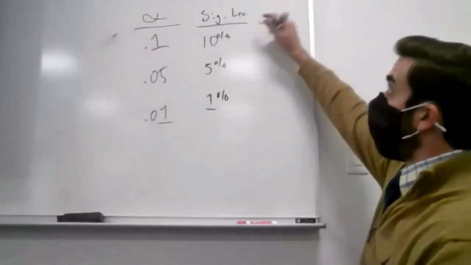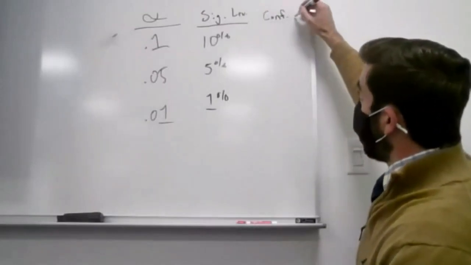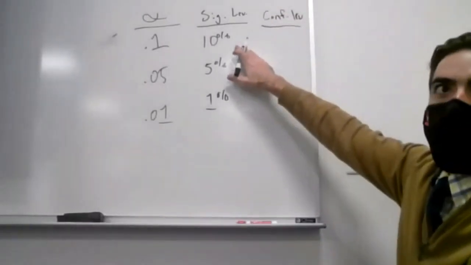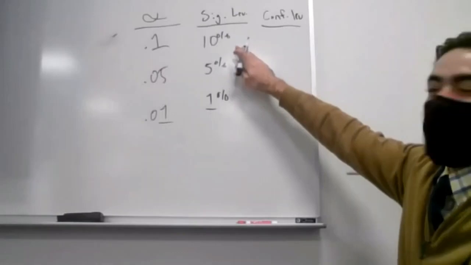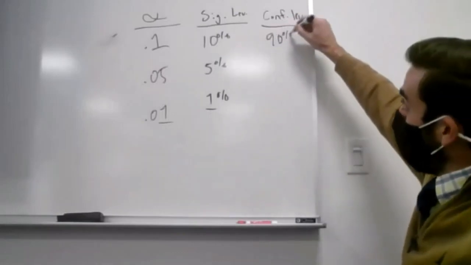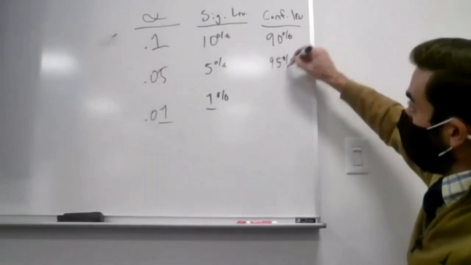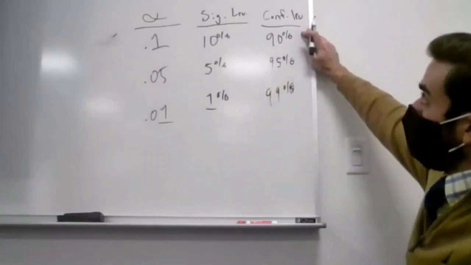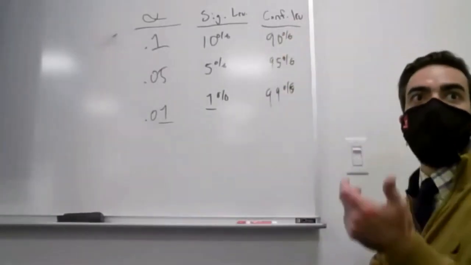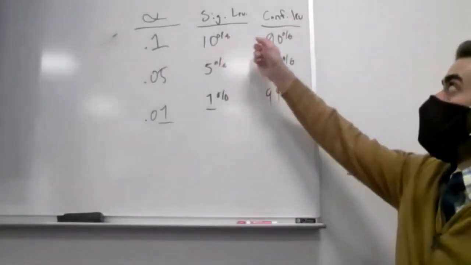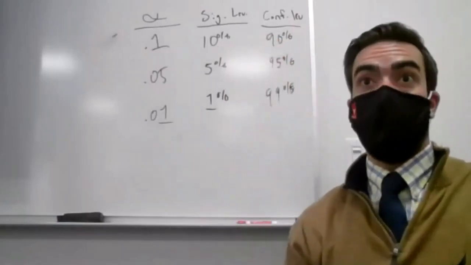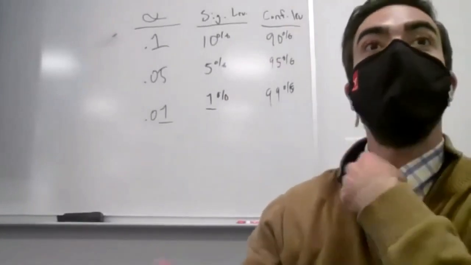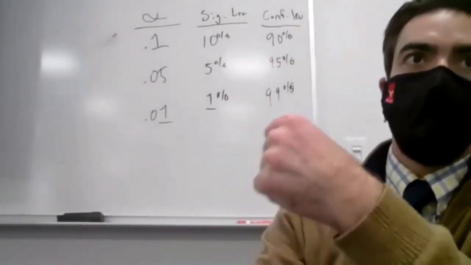So if I'm making errors 10% of the time I'm going to make a type 1 error, what percent of the time am I not making a type 1 error? Right? So we can think about these almost like we did with confidence intervals, where if I know the significance level, the confidence level is just whatever would get me to 100. If I'm making errors 10% of the time, I'm not making errors 90% of the time. So the 10, 5, and 1% significance levels correspond to the 90, 95, and 99% confidence levels, okay?